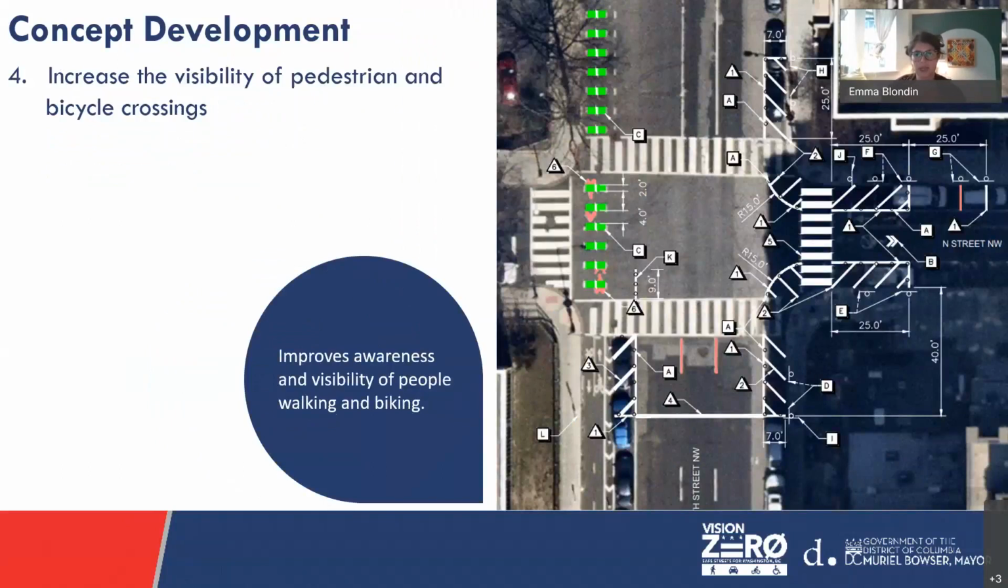Additionally, we're bringing crosswalks and bike lanes to DDOT standards, which means adding high visibility crosswalks and bike lane track marks through the intersection. This just improves awareness and visibility of cyclists and pedestrians, especially at uncontrolled crossings like this one on 15th Street.